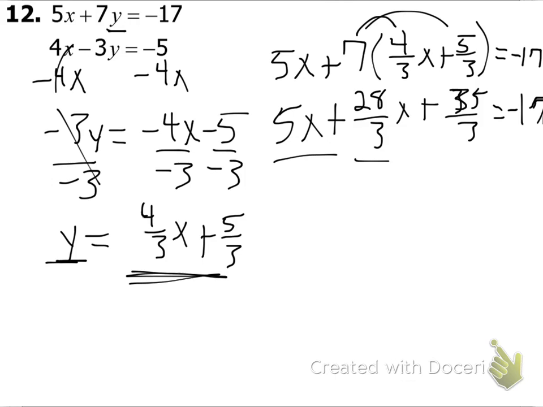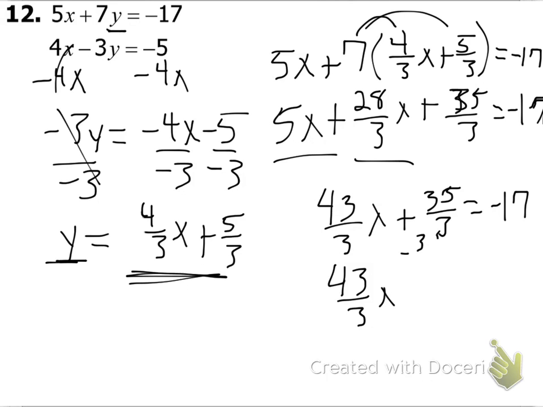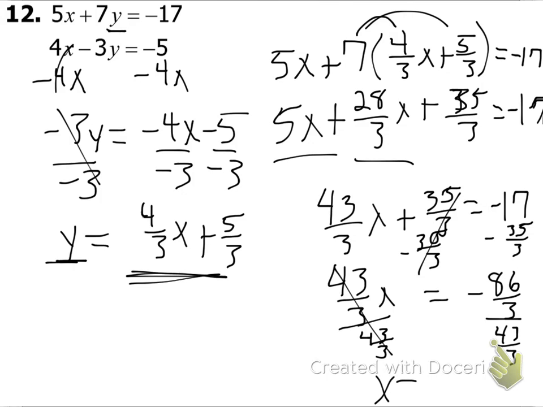Okay, combining my like terms. 5x plus 28/3 x is 43 over 3 x, plus 35 over 3 equals negative 17. Subtract 35 over 3 from both sides. Negative 17 minus 35 over 3 gives me negative 86 over 3. Now I'm dividing both sides by 43 over 3. Negative 86 over 3 divided by 43 over 3 gives me negative 2.